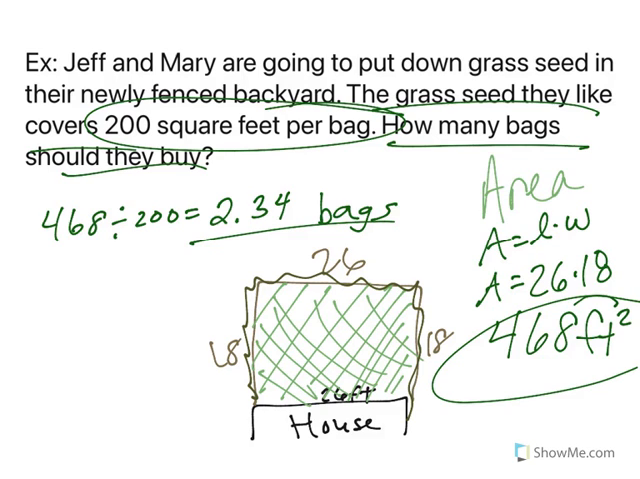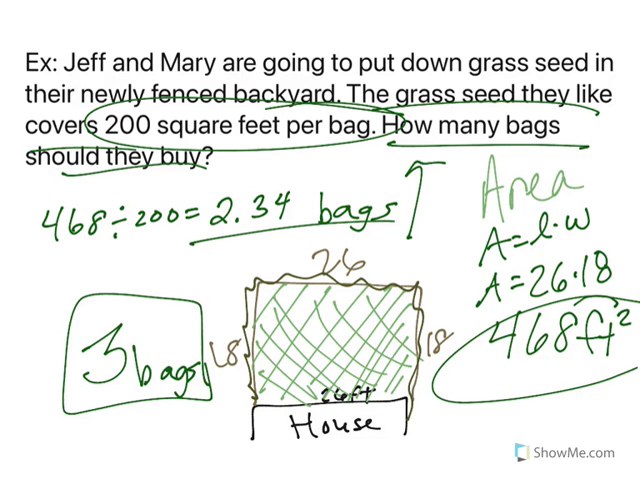Let's think through this. If you show up at Menards or Lowe's or Home Depot or Rural King or Walmart or Meijer, any of these places that sell grass seed, and you say, I need 2.34 bags of grass seed, they're going to laugh in your face, right? Because you can't buy a partial bag of grass seed. So we're going to need to round up, and they need to buy 3 bags. So one thing that's important when it comes to word problems is that it's not just doing the math, it's also thinking through what you're doing.